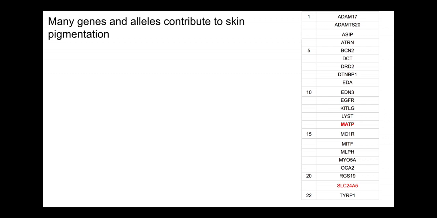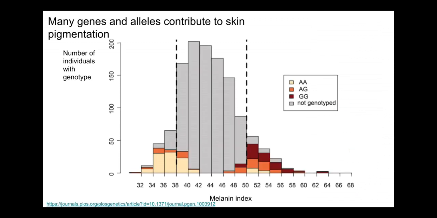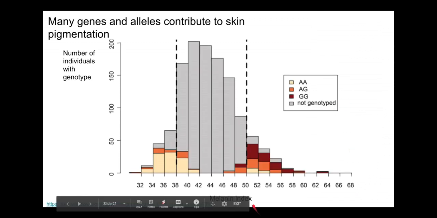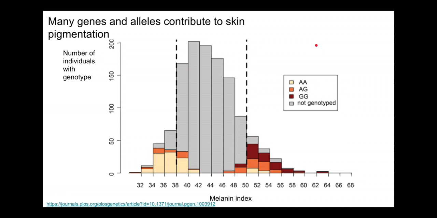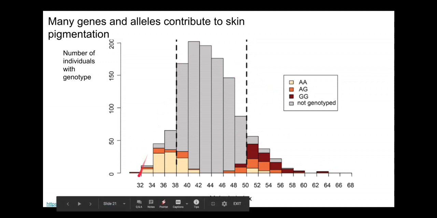So the fact that there's so many genes and each gene has different alleles, the effects add up to determine exactly how darkly or lightly colored an individual is. So here's data from a single paper where, again, they measured the melanin index. They took a light meter, they put it on people's skin, and they determined approximately how much melanin they had in their skin. And overall, the population had this kind of mean distribution.